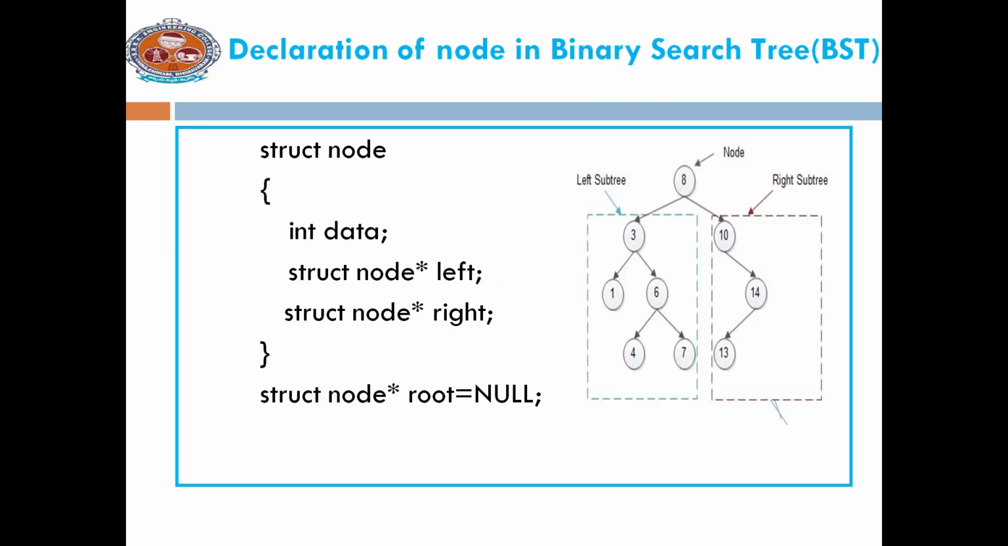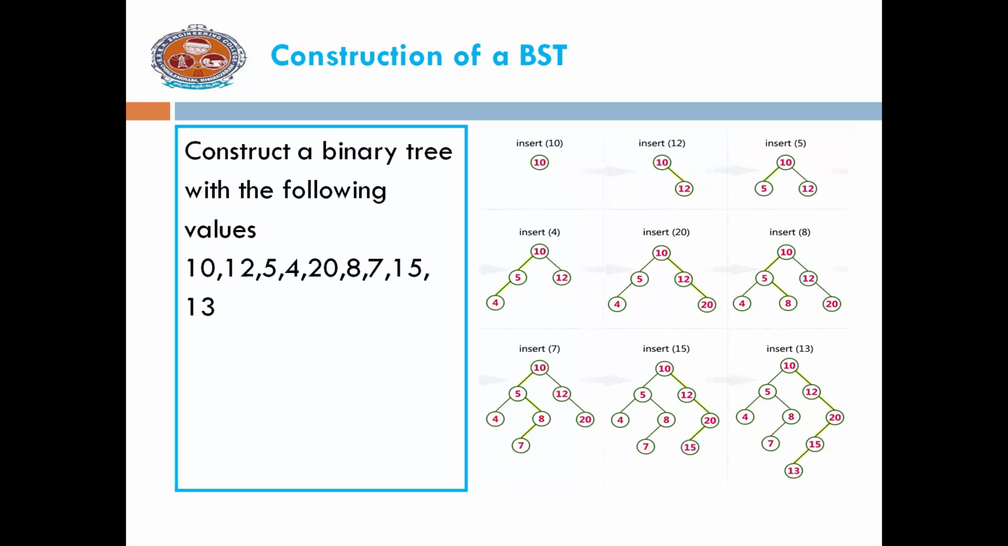Here comes the declaration of a node in a binary search tree. Whenever you want to declare a node, you must insert some data. So we are declaring int data, and it may contain a left child and right child, which we define as struct node star left and struct node star right. Initially our tree will be empty, so I am writing struct node star root equals null.